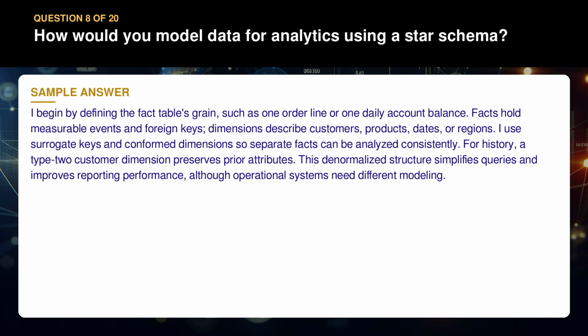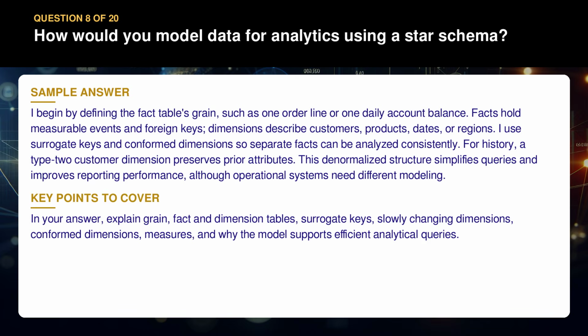I use surrogate keys and conformed dimensions so separate facts can be analyzed consistently. For history, a Type 2 customer dimension preserves prior attributes. This denormalized structure simplifies queries and improves reporting performance, although operational systems need different modeling. In your answer, explain grain, fact and dimension tables, surrogate keys, slowly changing dimensions, conformed dimensions, measures, and why the model supports efficient analytical queries.